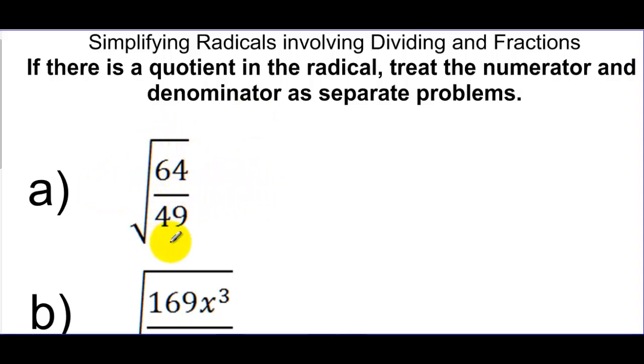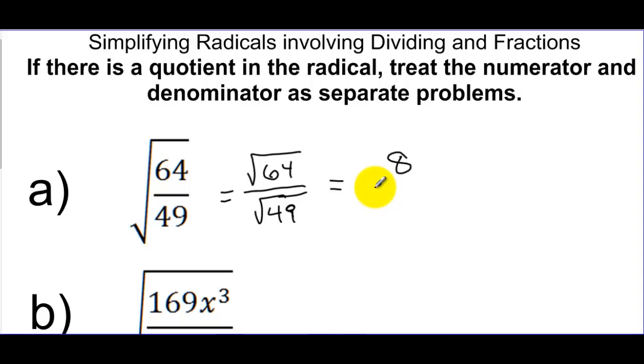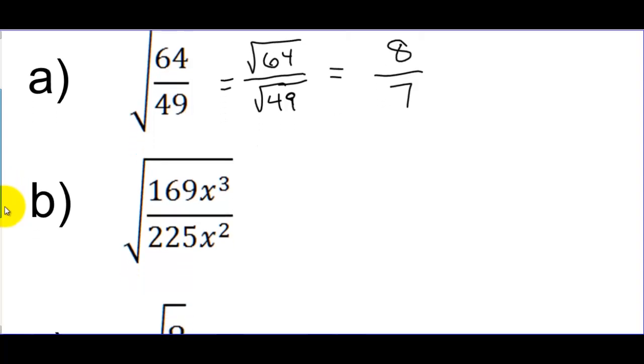So for a problem like letter A here, I can say the square root of 64 over 49, this fraction, is the same as if I were to separately do the square root of 64 and the square root of 49. Okay, so in a problem like this, I know the square root of 64 is just 8, and I know the square root of 49 is 7, and so the square root of the fraction 64 over 49 is 8/7. Okay, we can do that and just apply all of your regular rules to each of these problems.